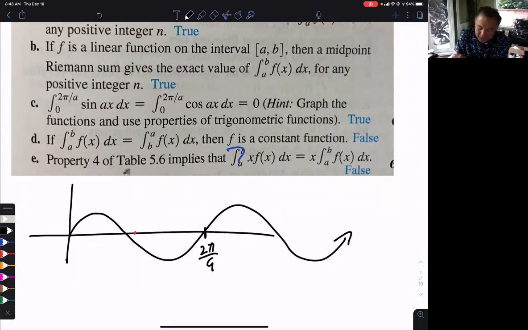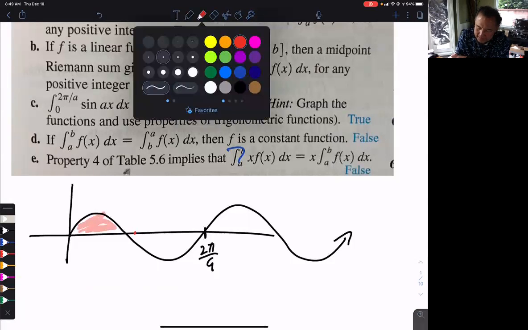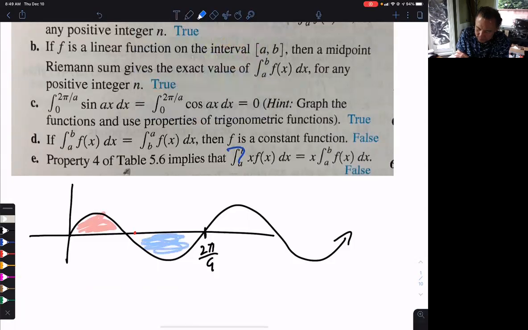And so if you integrate that, that's the net area. But if you look, the area of this piece minus the area of this piece, well, if I drew it right, those will be the same. So you're going to have a positive amount subtract a negative amount. They will cancel each other out. So therefore, that net area will be 0.